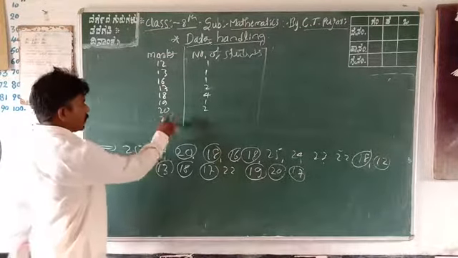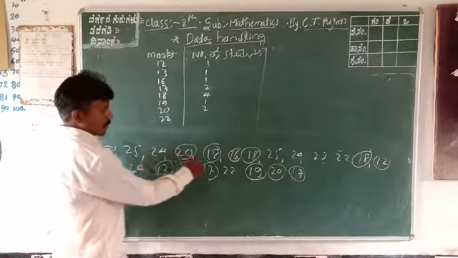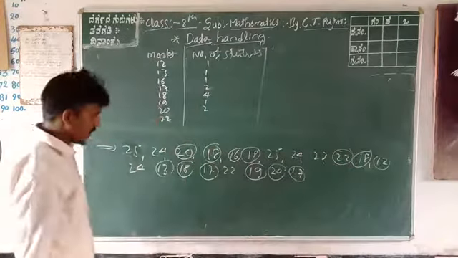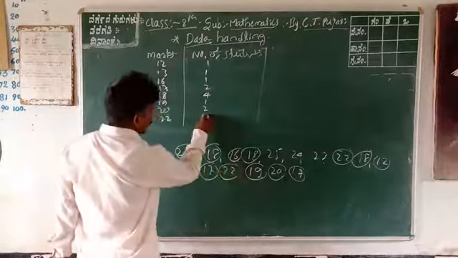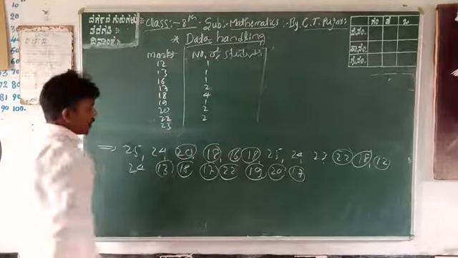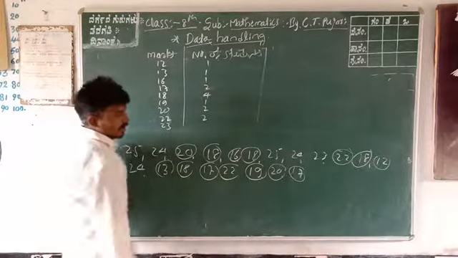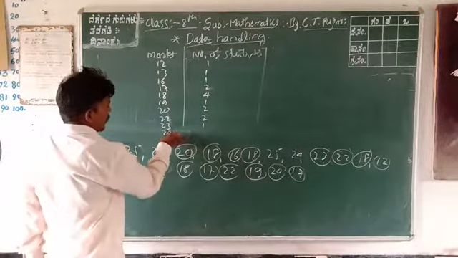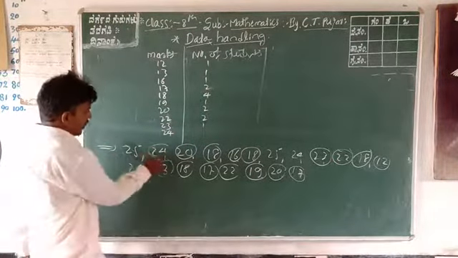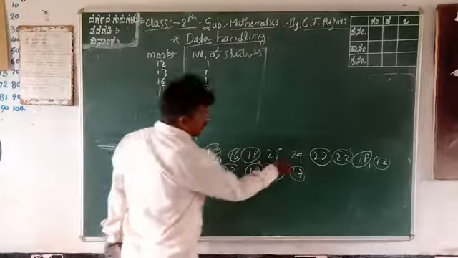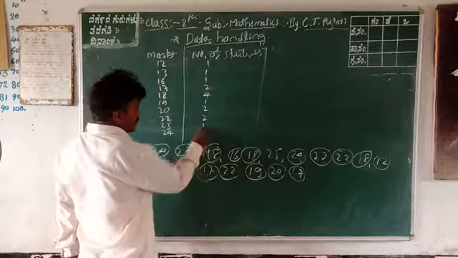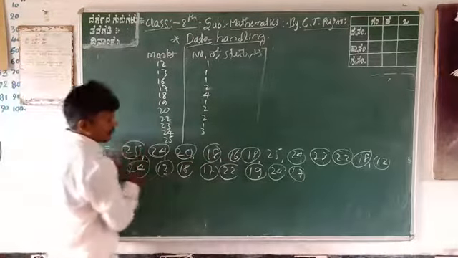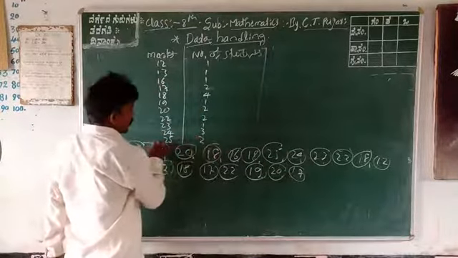Next 22, two times. 23, only one time. 24, one time, two times, three times, only three times. Next 25, two times.